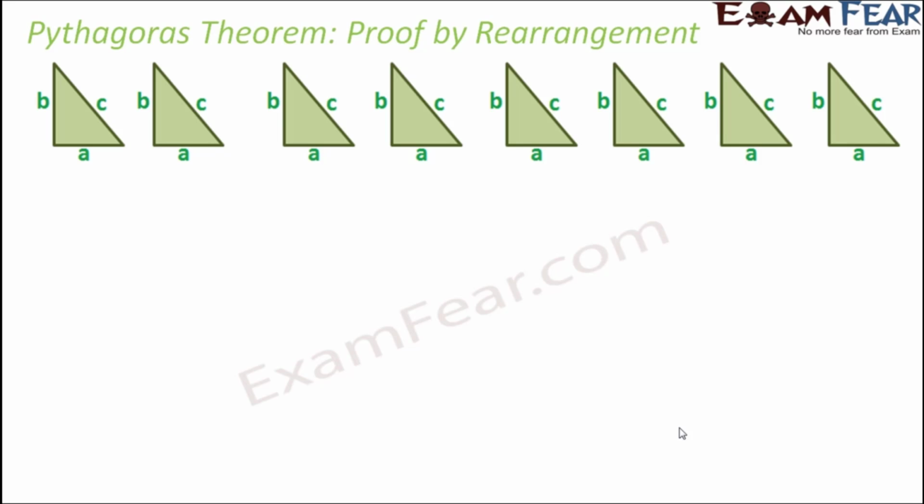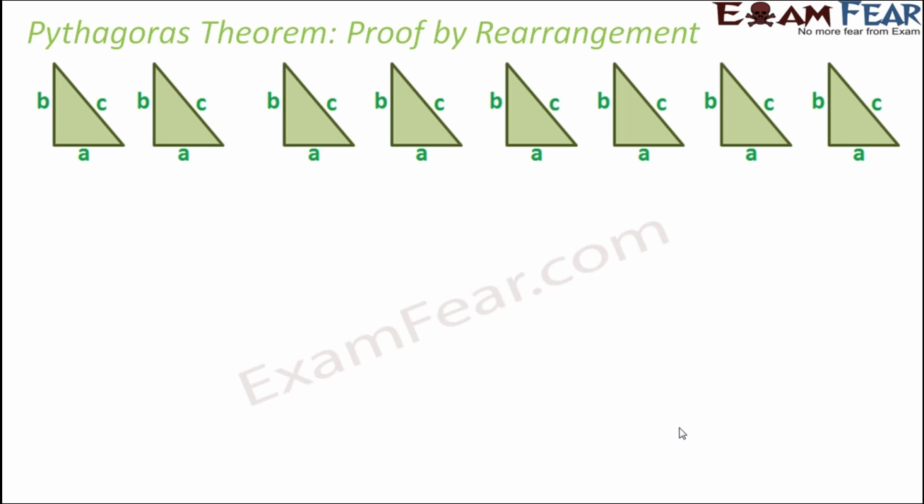So now let us try to prove the Pythagoras theorem by rearrangement. So the first thing that you need to do is you make 8 right angle triangles of sides A, B, C respectively. So here what do you see on the screen? There are 8 right angle triangles. Each have 3 sides whose dimensions are A, B and C respectively. So they are all identical triangles.